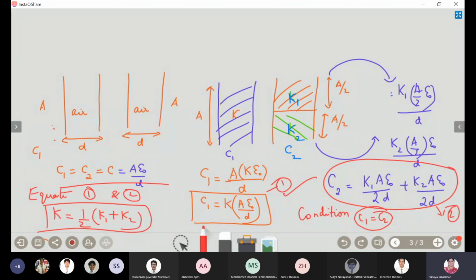So will you be able to complete this? Boys, complete all the work.